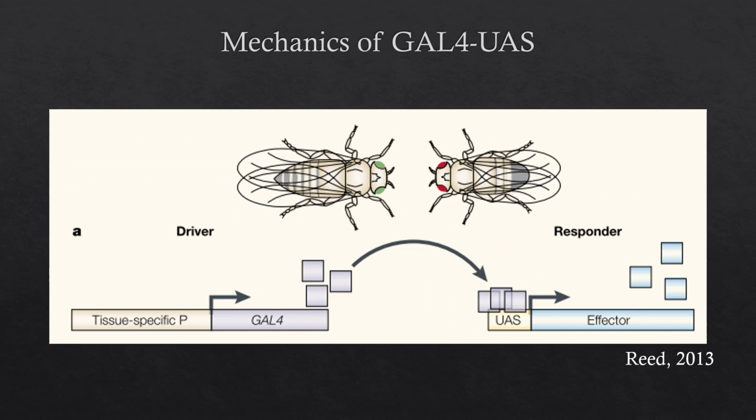The GAL4 gene itself must be turned on and off, and so for use in Drosophila, it is placed under the control of a native gene promoter or driver. The separate UAS sequence is fused to a target gene of interest, known as an effector, responder, or reporter.